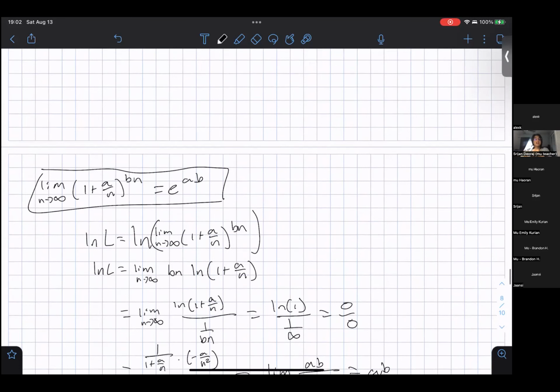This is the formula. The limit as n approaches infinity of (1 plus a over n) to the bn is equal to e to the ab. For those of you that remember series from Algebra 2 and pre-calc, we were mainly working with arithmetic series and geometric series. Sorry, I'm going to scroll down now. Is that okay?